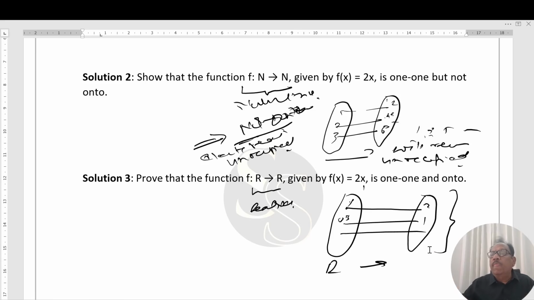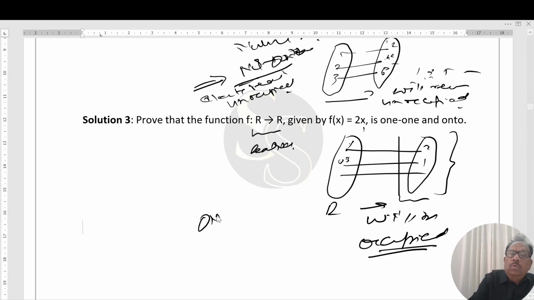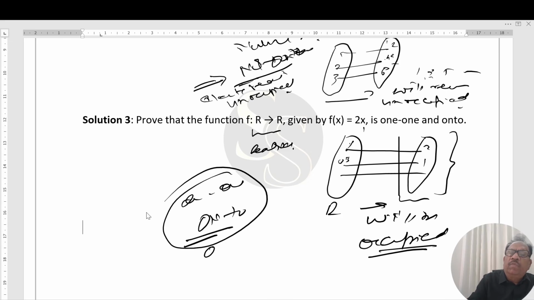It means every element will be occupied, therefore onto. It is one-one and onto, both. If this is one-one and onto, it is bijective also. So be careful: it is R to R, N to N, R to N. Accordingly, we have to decide.